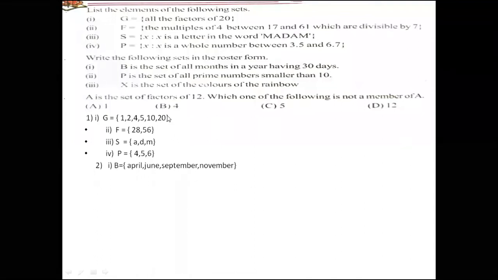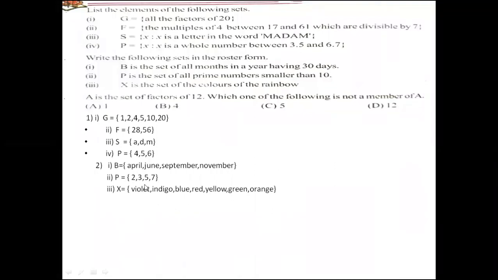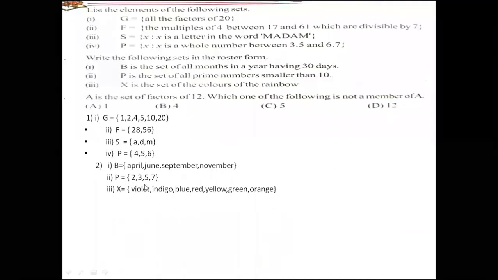Next, if you go for the second Roman, P is the set of all prime numbers smaller than 10. So here we have to write a set which consists of prime numbers which are smaller than 10. If you name the set as P, then the elements in the set P will be 2, 3, 5, 7. So 2, 3, 5, 7 are the elements in the set P, whose condition is all prime numbers smaller than 10.